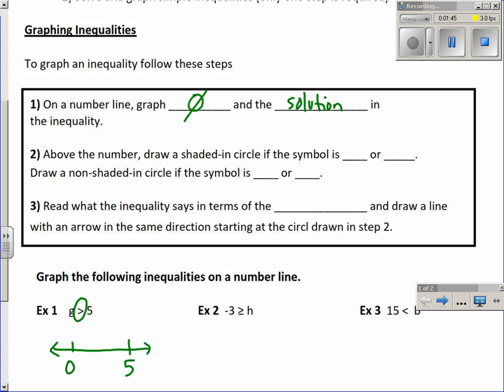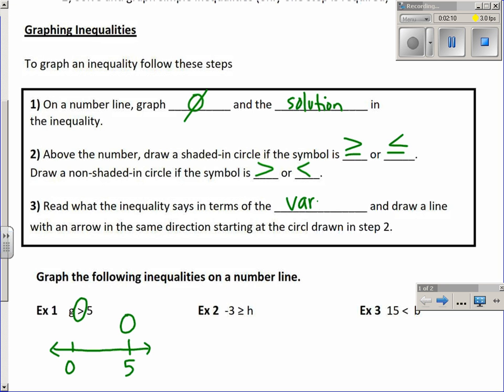Next step, above the number, so in this case 5, draw a shaded in circle if the symbol is greater than or equal or less than or equal. We'll draw a non-shaded in circle if the symbol is greater than or less than. In this case, the sign is greater than, so we're going to draw a non-shaded circle above the 5. Step 2, done.